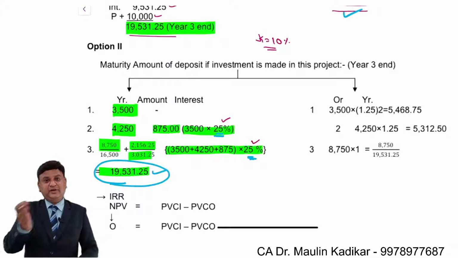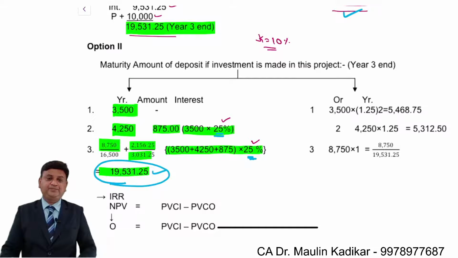So we have a modified version of the IRR criteria. This is the first reason for having the modified version of the IRR criteria.